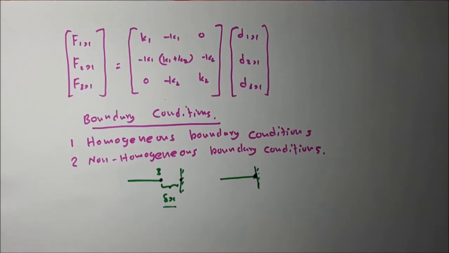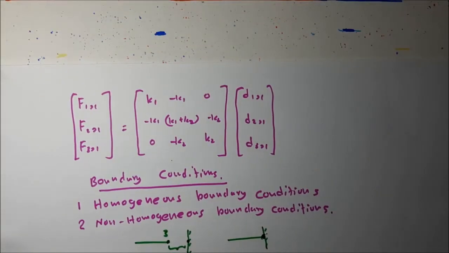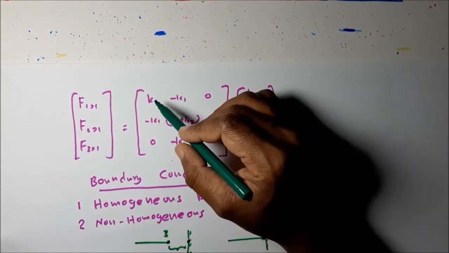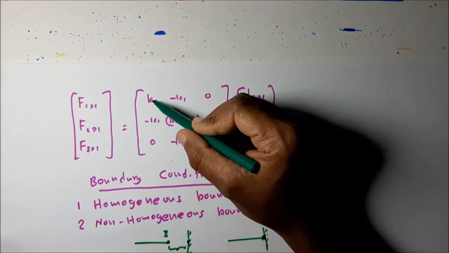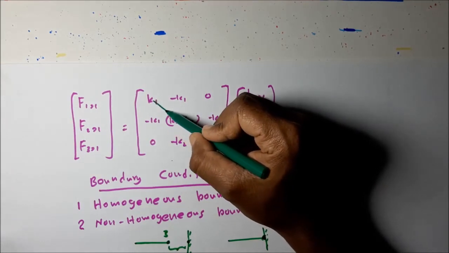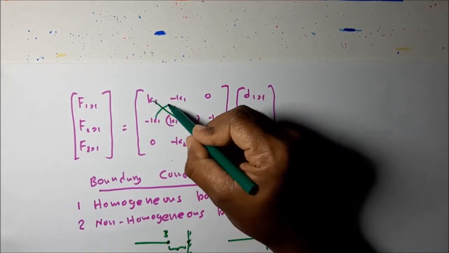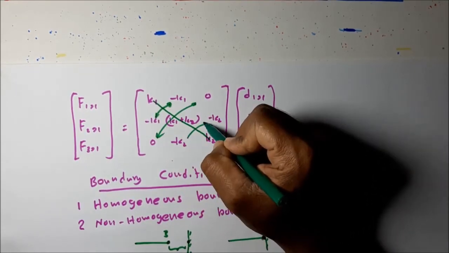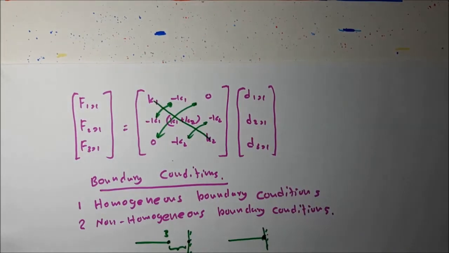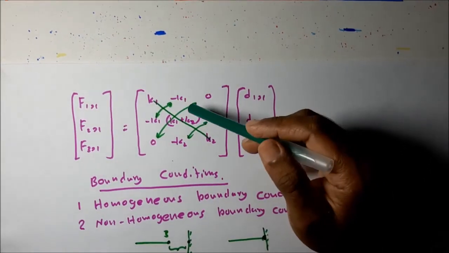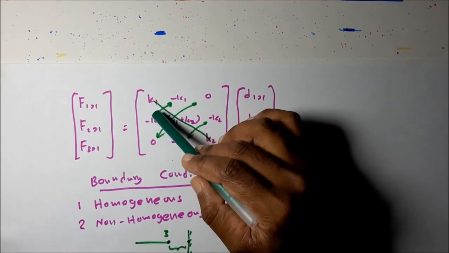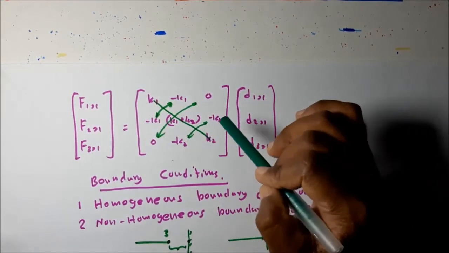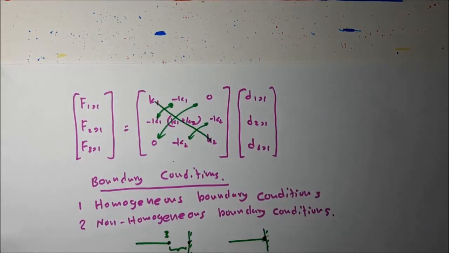Another important thing I want to say is about the stiffness matrix. If this is a matrix that is symmetric around this diagonal, it's a symmetric matrix. This is an important property of the stiffness matrix for any assembly: it is symmetric around the diagonal. This is also a very important property.